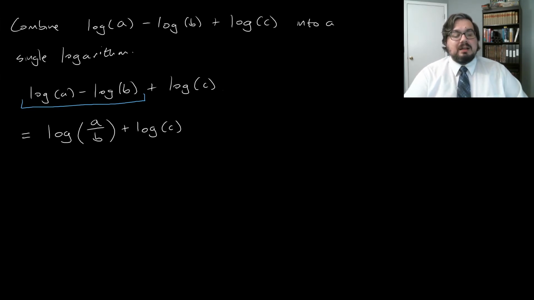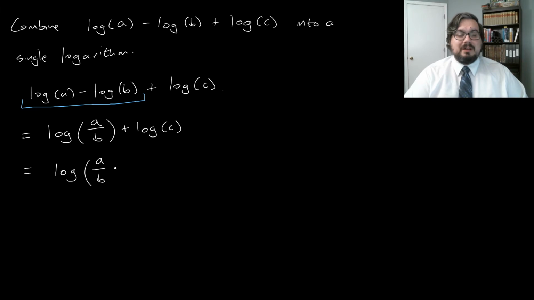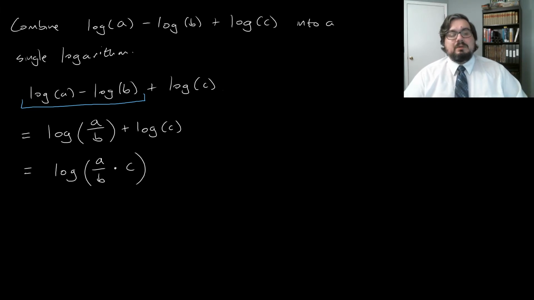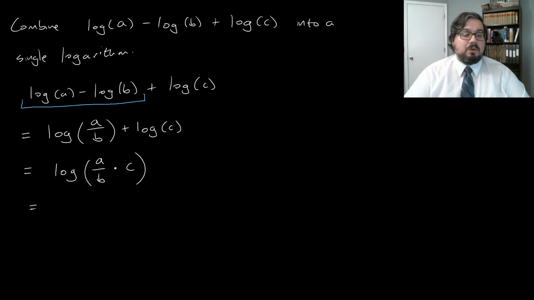And now we've got two terms, the logarithm of a divided by b plus the logarithm of c. And now we can use the product rule to say that if I have the logarithm of one thing plus the logarithm of another, then we get the logarithm of a over b times c. Or, simplifying it down, the logarithm of ac over b.